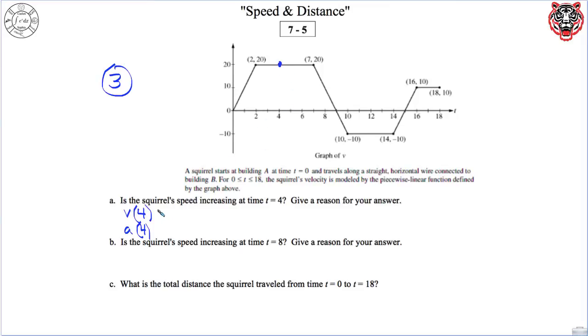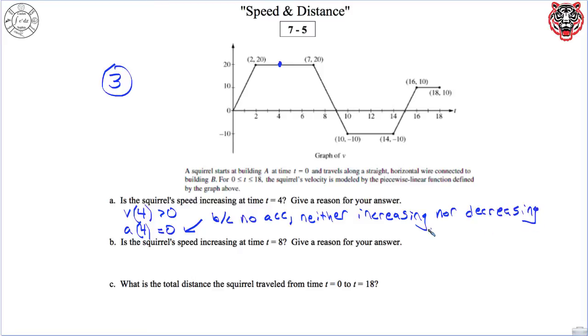We can see that the height is obviously greater than 0, and the acceleration is actually 0. It's not accelerating at all. So you can't have increasing speed if you don't have any acceleration. So I'm going to say because no acceleration, neither increasing nor decreasing speed. And answer the question, is it increasing? The answer is no, it is not increasing because it is neither increasing nor decreasing.